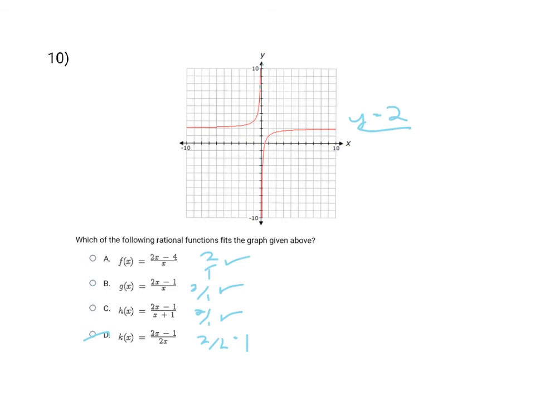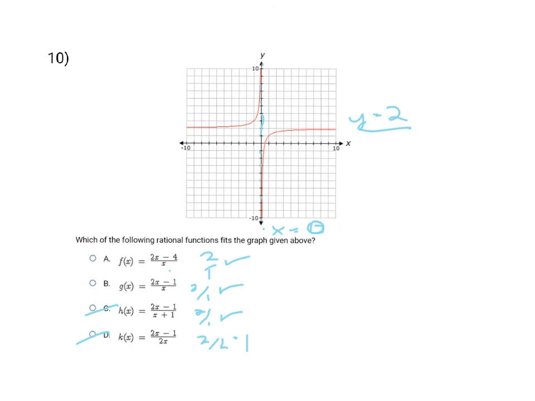Okay, and then I notice I also have a vertical asymptote at x equals 0. So that means that if I put a 0 in for x in the denominator, that's going to make the denominator 0. So here, x is 0, so that makes the denominator 0, so it could be A. B, I have a 0 in the denominator if I substitute in x, so it could be B. C, I would have 0 plus 1, that's a 1, I can't have that, so it's not going to be C. That doesn't make the denominator 0 for a value of x.